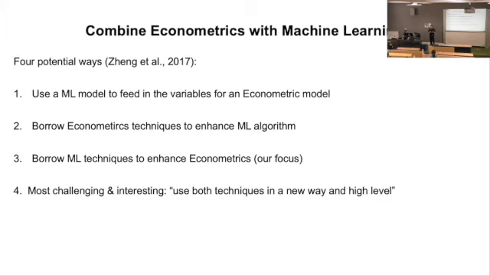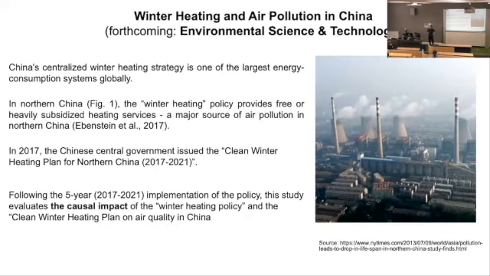Lastly, which is the most interesting and challenging one, we can use both techniques in a new way and at a high level, so we can have one model that can solve both econometric challenges and machine learning challenges. This is still ongoing research by researchers from Stanford and Harvard. Today my case study is about winter heating and air pollution in China. This is our new paper that is going to come out in EST. We all know that in China, we have centralized winter heating each winter in northern China.